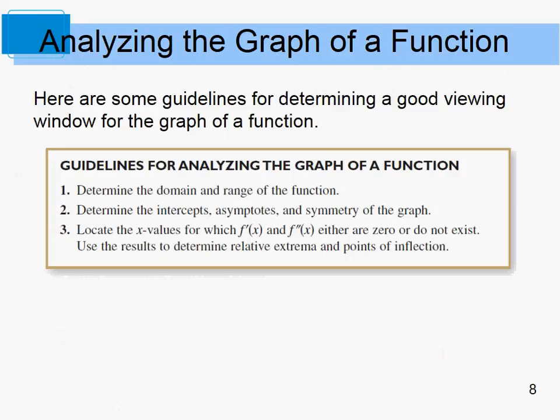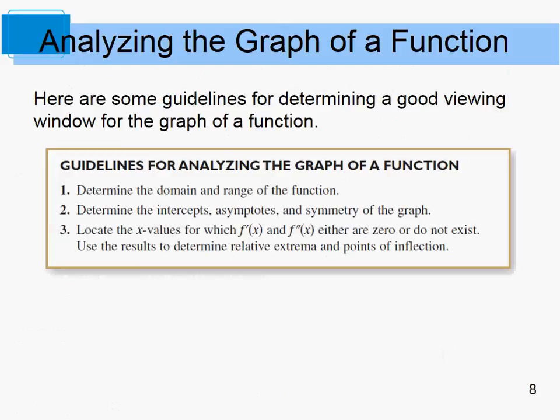Now, once we've got the asymptotes, we want to talk about the symmetry of the graph. How do we determine if a function has symmetry or not? We look and determine whether it's even or odd. How do we determine whether a function is even or not? If it's a polynomial, if all of the exponents are even, or you have a constant, then the function is even. And even functions have y-axis symmetry, so they flip over the y-axis. If every exponent is odd, no constant, just odd exponents, then the function is an odd function, and it has origin symmetry. So everything that's in the first quadrant is also in the third quadrant.